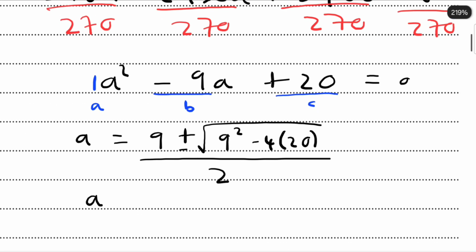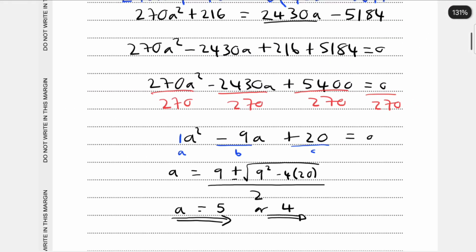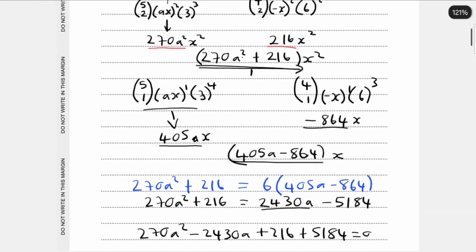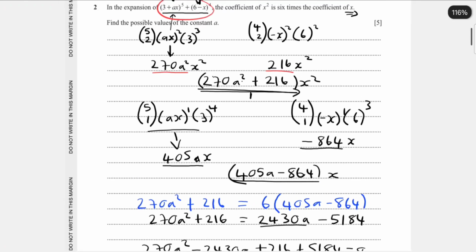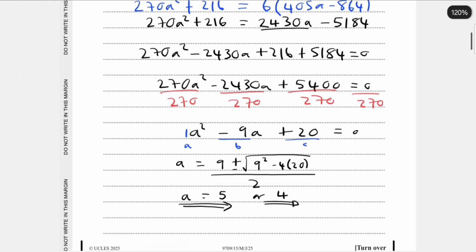So with this we get a equals 5 or a equals 4. And these are the two values of the constant a. Then you get your 5 marks for that.